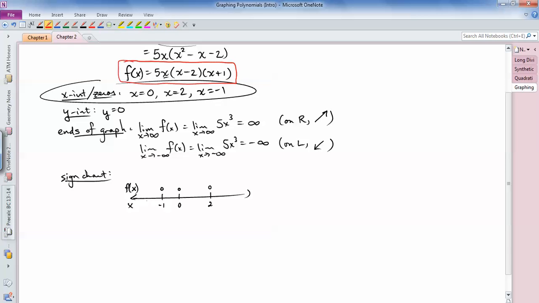Like if I plugged in -2, this is going to be negative, this is going to be negative, that's going to be negative. Three negatives multiplied together is negative. If I plugged in -0.5, you end up getting a positive here. If you plugged in 1, you get a negative. And if you plugged in 10, you get a positive. So we've got a lot of information.